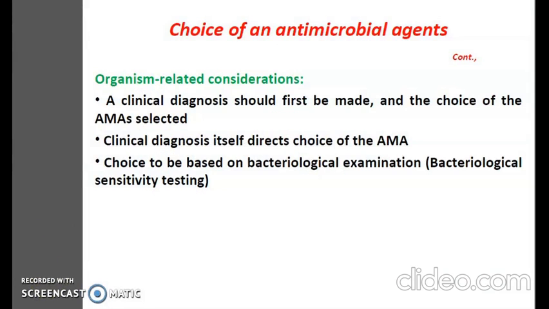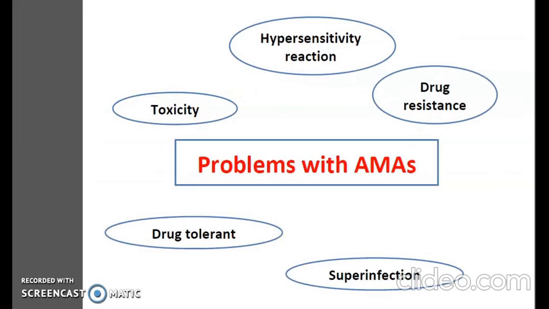And the next one is organism-related considerations. A clinical diagnosis should first be made and then the antimicrobial agent is selected. Clinical diagnosis itself directs the choice of the antimicrobial agent. The choice should be based on bacteriological examination, such as bacteriological sensitivity testing. Problems with antimicrobial agents include toxicity, hypersensitivity reaction, drug resistance, drug tolerance, and superinfection.